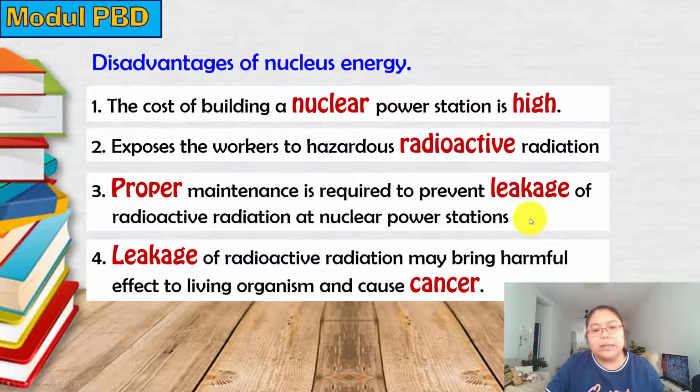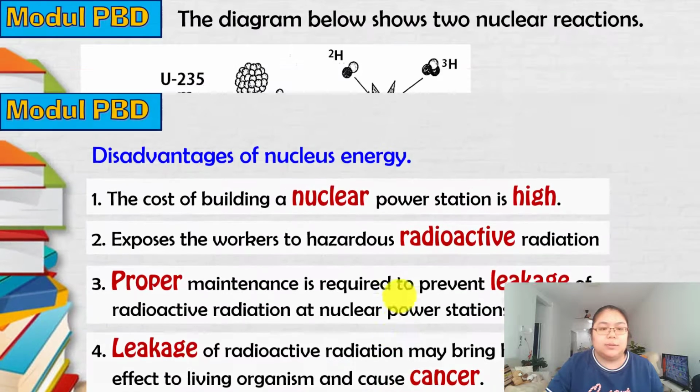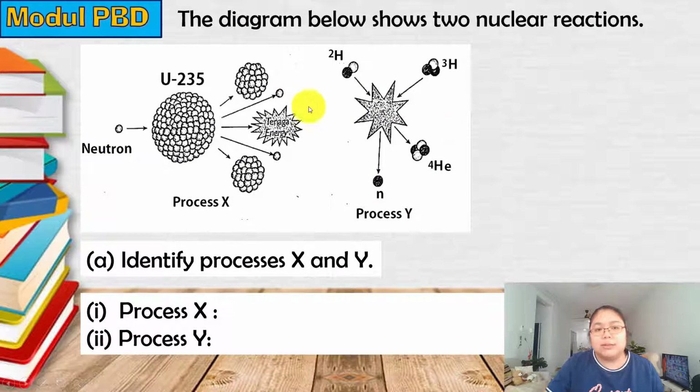Number 4, the leakage of radiation may bring harmful effects to living organisms and also cause cancer. It will be harmful for human beings, animals, and plants, all living things. Now we go to answer the next one.